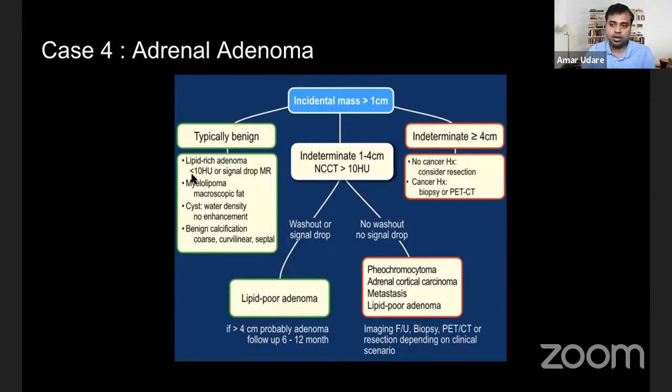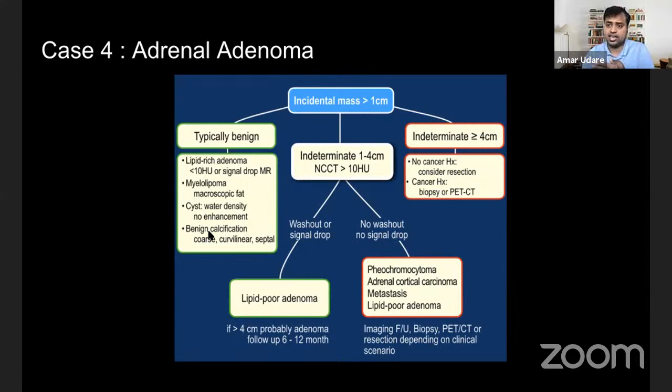Now look at the CT image, and does it have any typically benign appearance? So what is a typically benign appearance? On CT, if the Hounsfield value is less than 10 HU, or there is signal drop on MR, that's an adrenal adenoma. If you see macroscopic fat, say the Hounsfield value is less than -10, or you can compare it with the subcutaneous fat and it looks similar, then it's a myelolipoma.